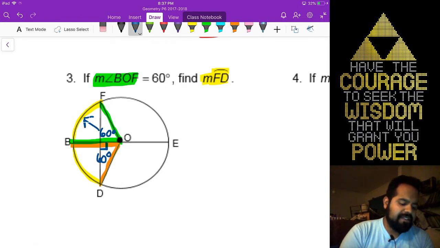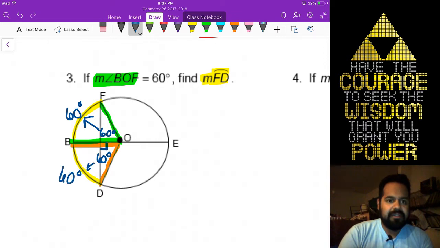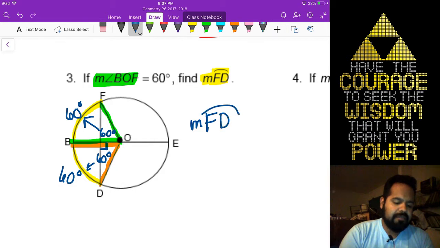So since that is our central angle, that allows us to put the 60 on the arc. This 60 is also on the arc. So the measure of arc FD is equal to 120 degrees.